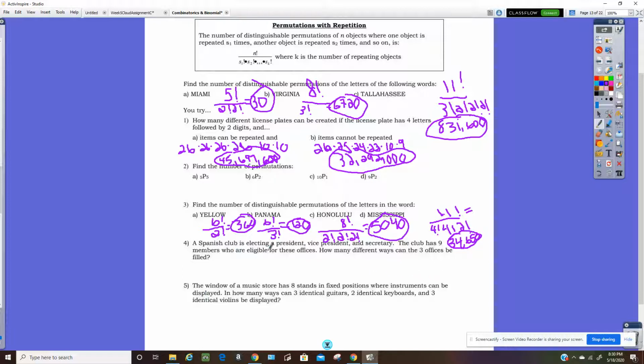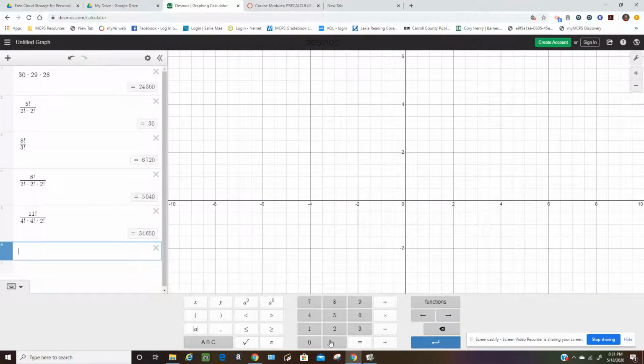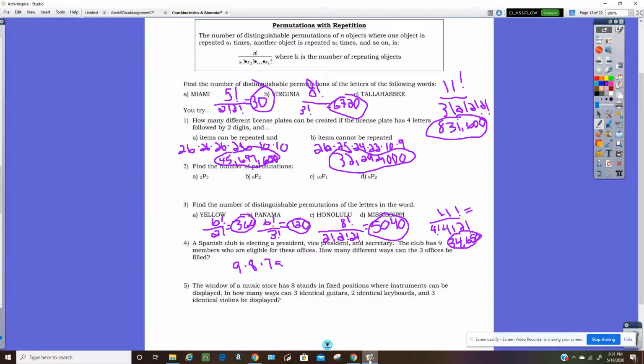All right, Spanish Club is electing president, vice president, secretary. The club has 9 members eligible for these offices. How many different ways can the 3 offices be filled? So it's going to be 9 times 8 times 7. So 72 times 7, 504.